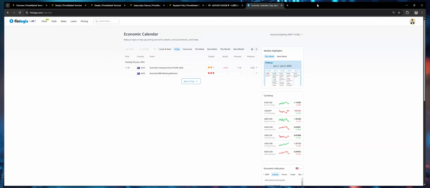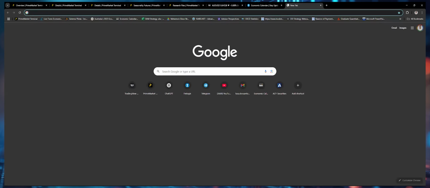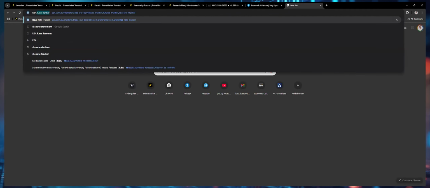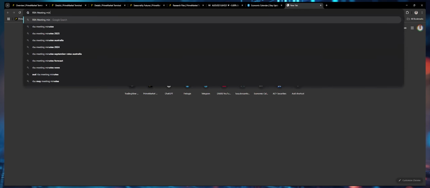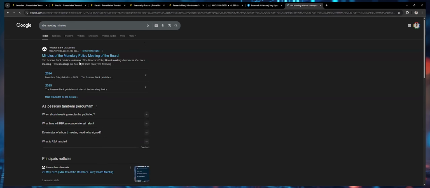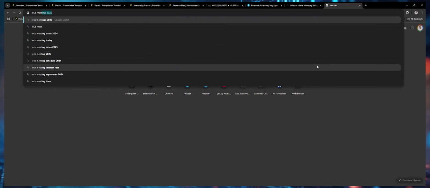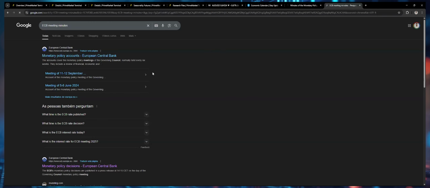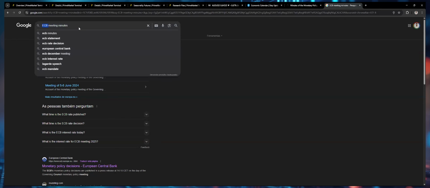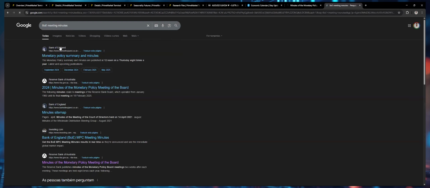And that being said, how can we get access to this? Again, it's very, very simple, and it's literally free. You just type up RBA meeting minutes. There you go. Click enter, and then you're going to have the minutes of the monetary policy meeting of the board. But it goes for any other bank. Let's say the ECB meeting minutes. There you go, monetary policy accounts. If you want to go for the BOE, monetary policy summary and minutes, you've got everything.